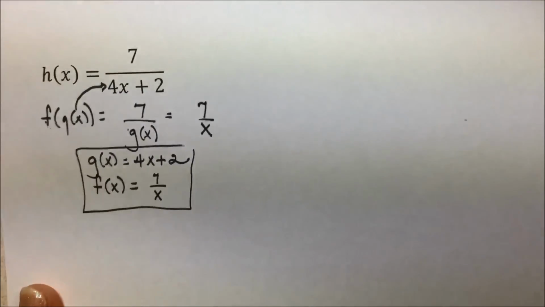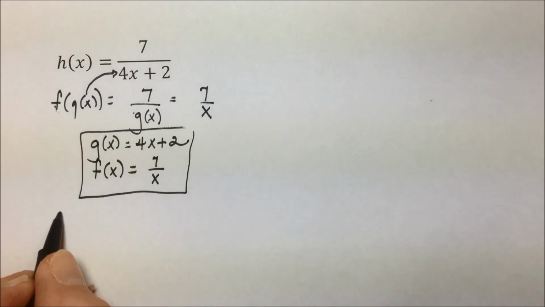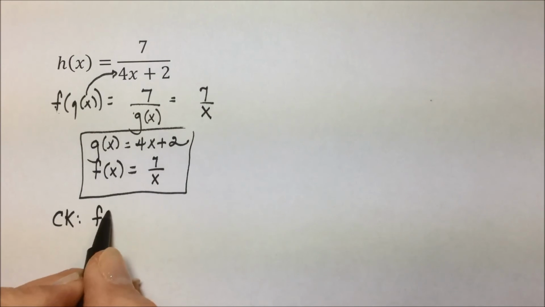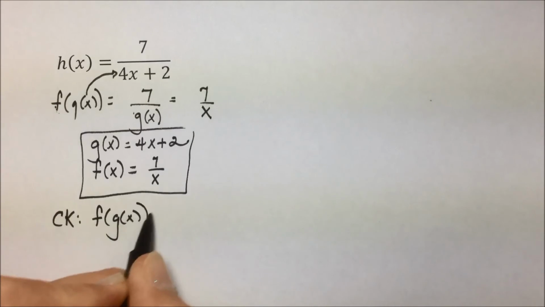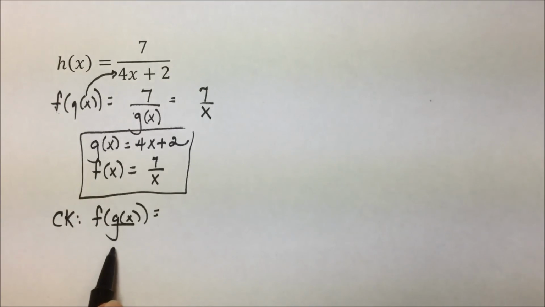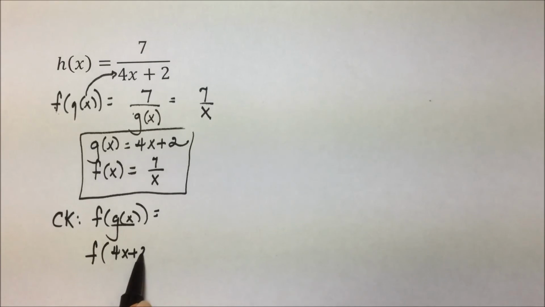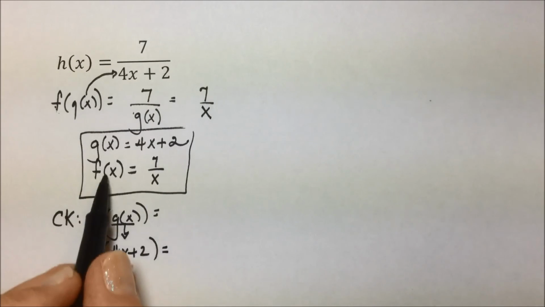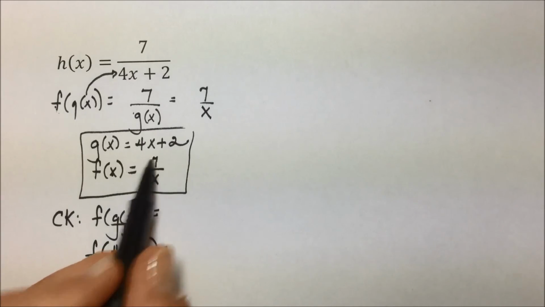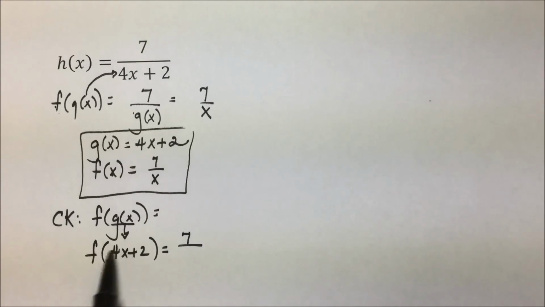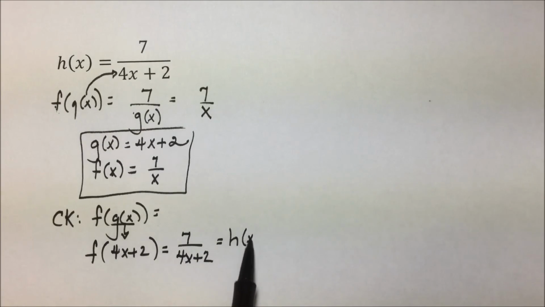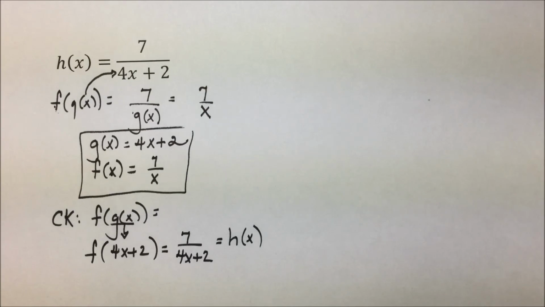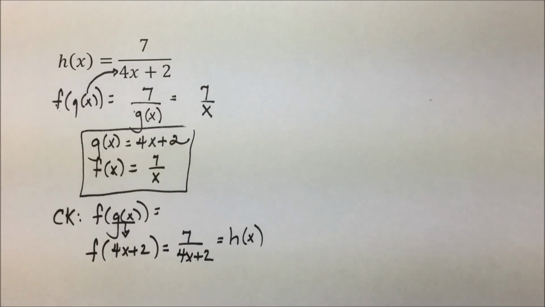And just to show you a check on this, what is the f of g of x? In place of g of x, we will put the value 4x plus 2, substituting it in. The f function says, whatever your variable is, put it in the denominator with 7 as the numerator, so this will go in the denominator, and we have our h of x that was given, which verifies we have successfully identified an f and g of x for this problem.